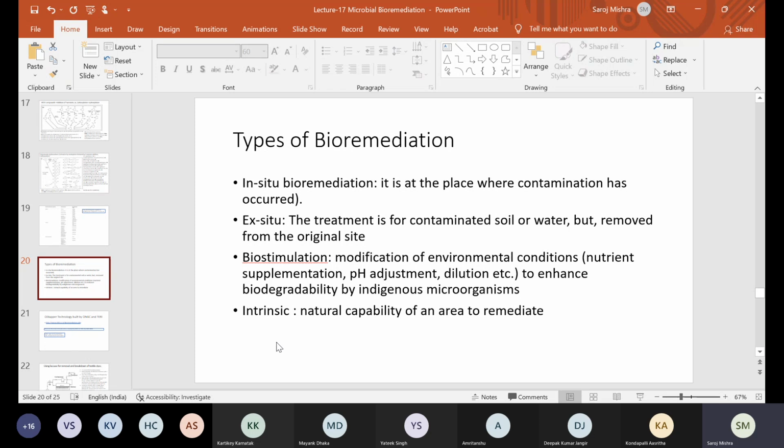Ma'am, in what condition do we do ex situ treatment of the soil? It will be very expensive compared to in situ.